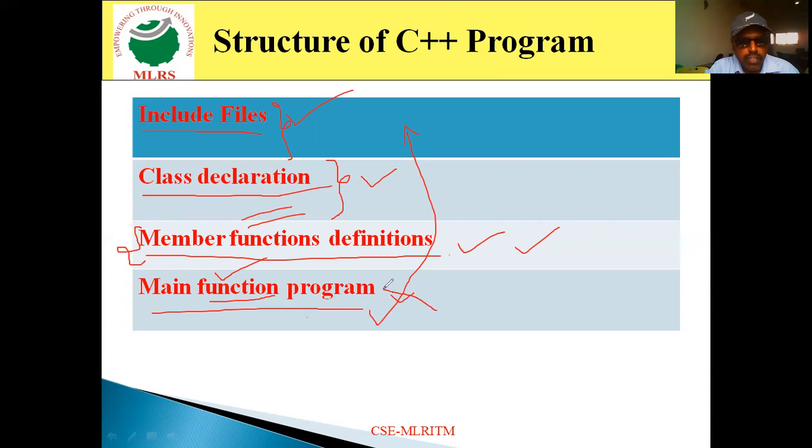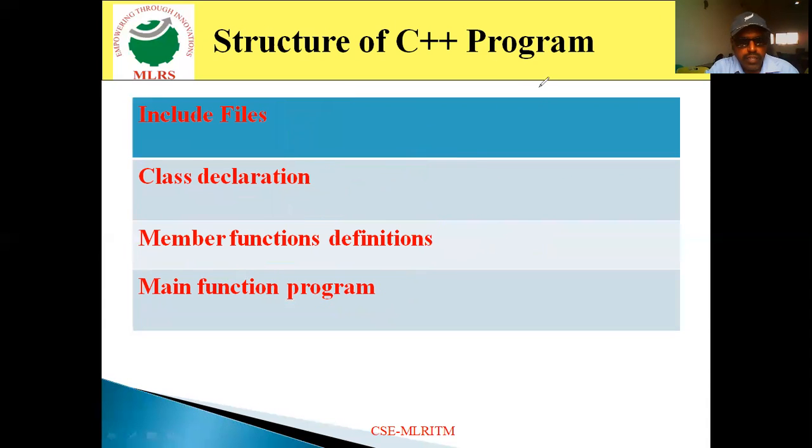Here in C++ also, first the main function will execute, which is placed at the bottom side of the program. Then it moves towards the top side. That's why we can say the execution procedure is a bottom-up approach. This is nothing but the structure of a C++ program.